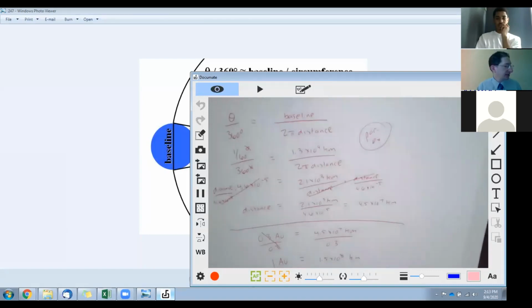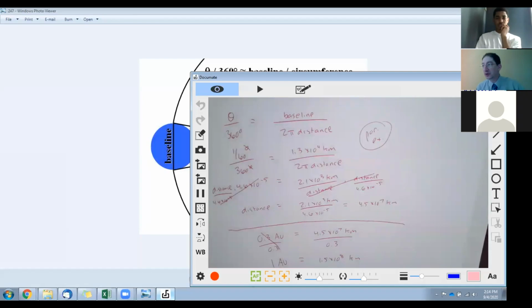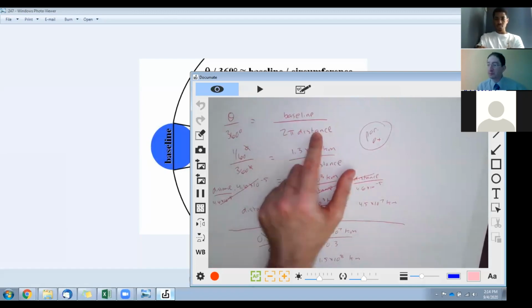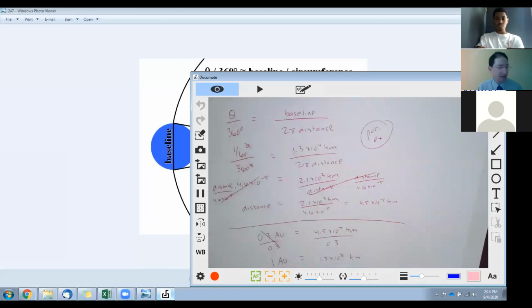So in this particular example, I kind of went about it backwards from how I normally would. Normally I would say, okay, I know the baseline, that's the size of the Earth, because the telescopes are on opposite sides of the Earth. And I know the angular shift, that's the parallax shift that was measured, 1/60th of a degree when Venus is at closest approach. So normally I would solve this for distance and then plug everything in. But for whatever reason, I plugged everything in first and then solved for distance and got this number here.